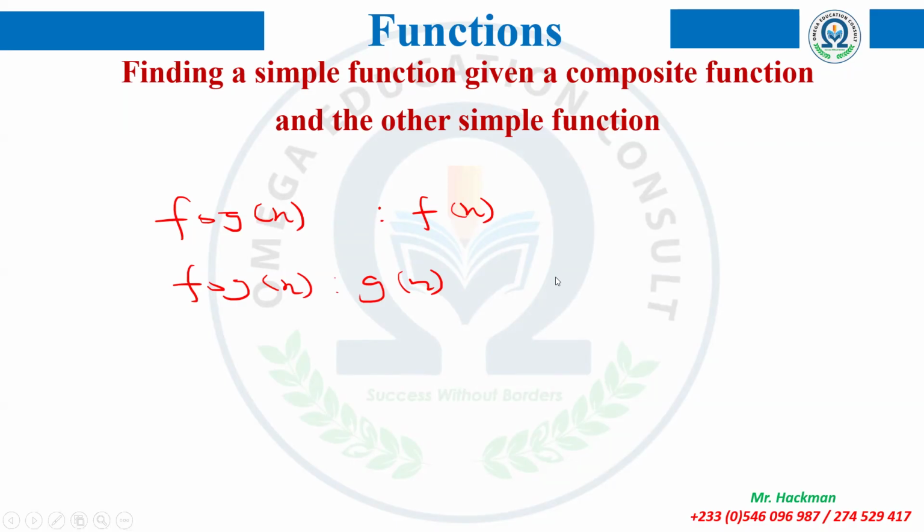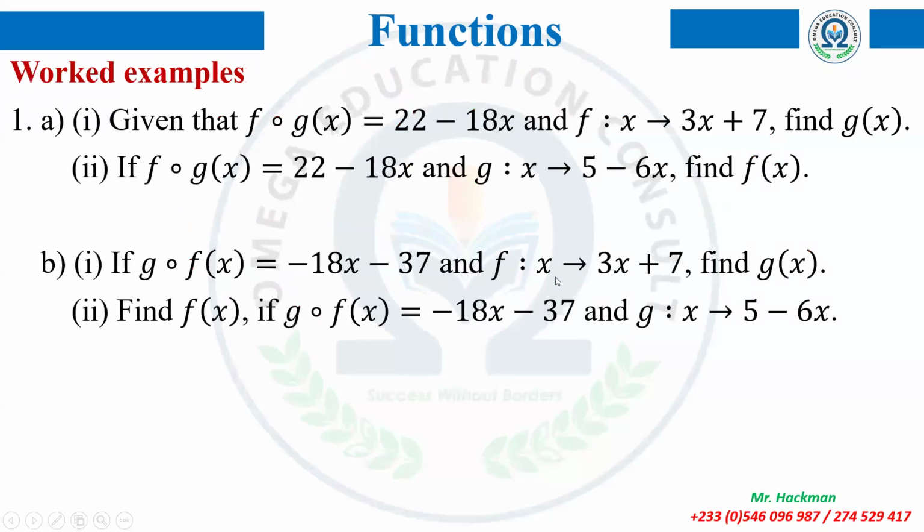Okay, going through this example. Let's look at our first worked example of finding a simple function, given the composite function and the other simple function. So let's see, first worked example (i). Given that f of g of x is equal to this, you can see that what we have here is the function f of g of x. Okay, we have found it.